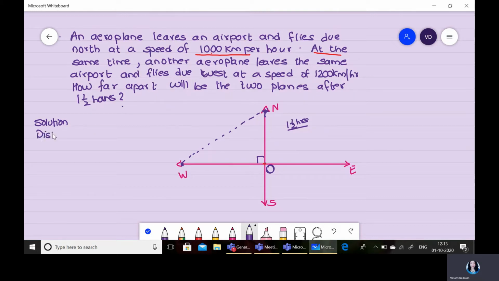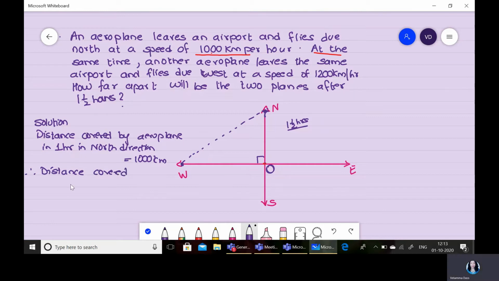So here we'll write: distance covered by an aeroplane in 1 hour in the north direction is given as 1000 km per hour. So in 1 hour, the distance covered is 1000 km. So can we find for 1.5 hours? Yes. Therefore, distance covered in 1.5 hours. This 1.5 can be converted to a mixed fraction, right? So 3/2 if you want to find out in the north direction.